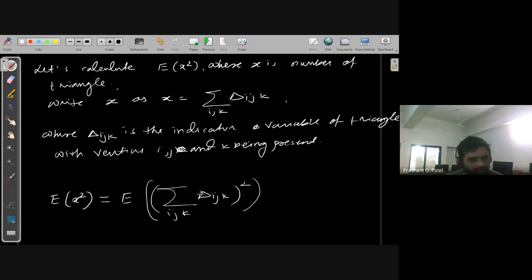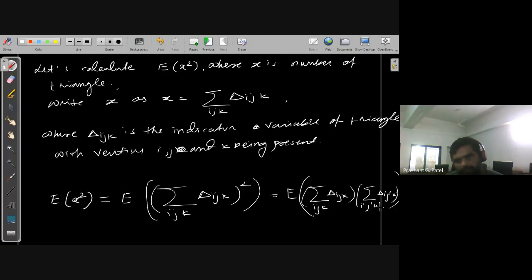So if I can write down, this square is actually written as E of summation ijk delta ijk, the product with summation i' j' k' delta i' j' k'. So actually that will be the product of two. This type of summation is there.